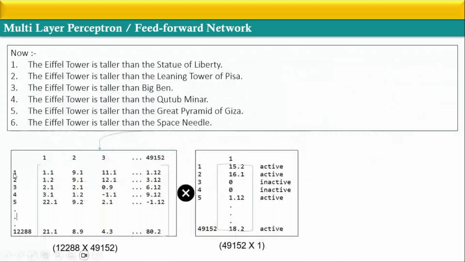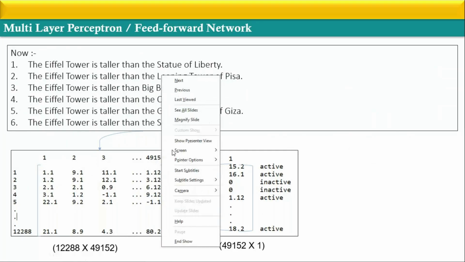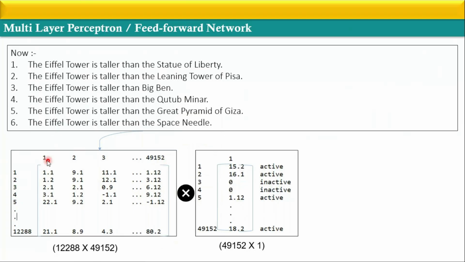Over here, 1, 2, 3 and up to 49152, just have a look over here, guys. Just focus. What I have mentioned, 1, 2, 3 and up to 49152, is nothing but the number of columns. And the first column is with respect to the Eiffel Tower is taller than the Statue of Liberty. This is the first one.